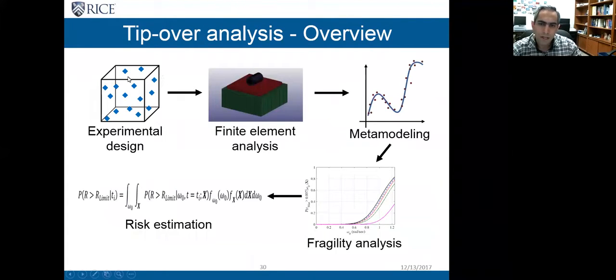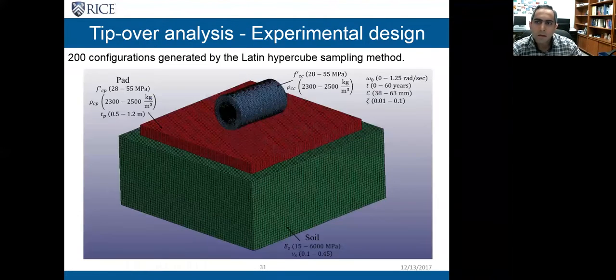The tip-over analysis follows the same 5 steps. I mean, experimental design, finite element analysis, metamodeling, fragility analysis, and risk estimation. In the tip-over analysis part, I want to study the structural response of the cask, where it falls down and hits its foundation. The motion starts at the critical angle of rotation of the cask.